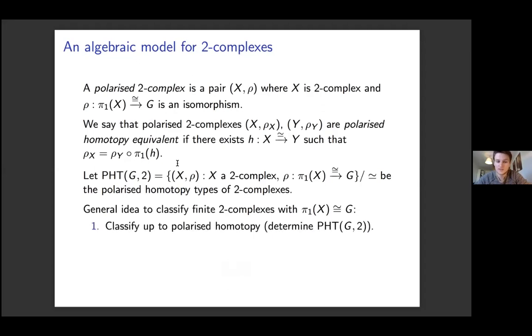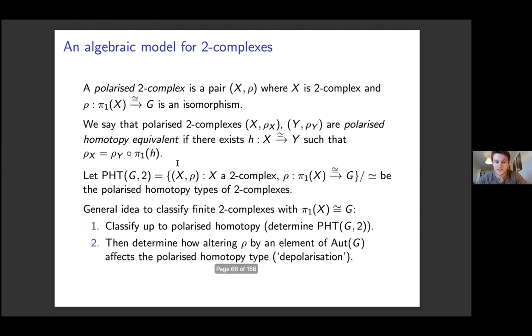The first step is to classify up to polarized homotopy, i.e. determine this set PHT of G2. And the second step is to then determine how altering rho by an element of the automorphism group of G will actually affect the polarized homotopy type. So we can think about this as a sort of depolarization.